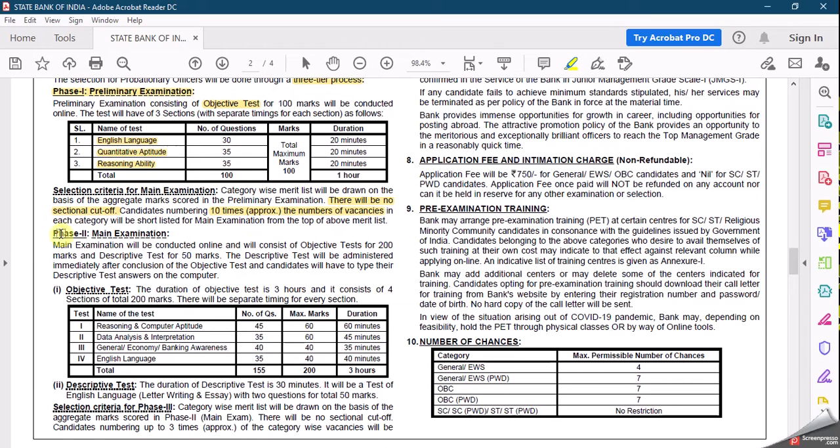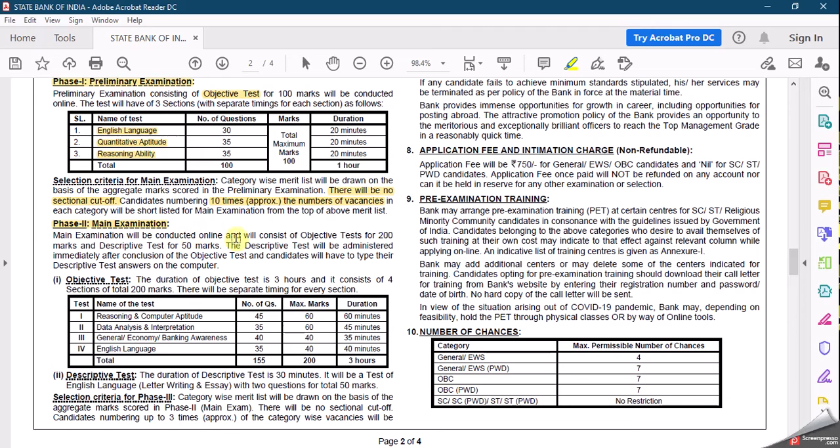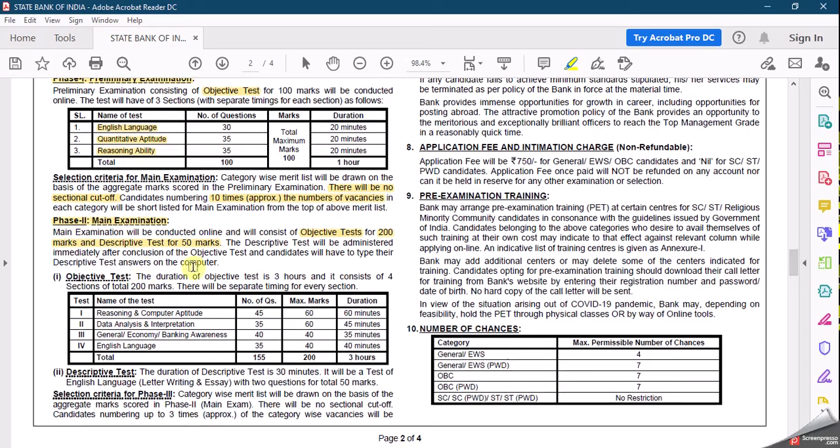Okay, then we move forward to the main examination, that is phase 2. The main examination will be conducted online, and again it will be of objective type, for 200 marks, and a descriptive test is also there, for 50 marks. The descriptive test will be conducted immediately after the conclusion of the objective test, and candidates will have to type their answers on the computer. That means with the help of a keyboard you will have to type your answers in this descriptive test.